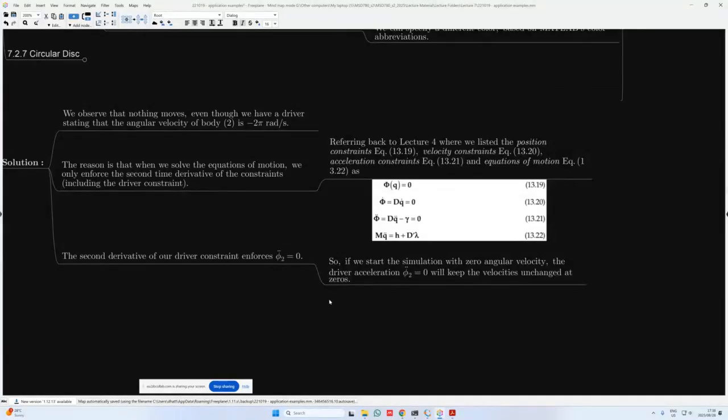So if we start the simulation with a 0 angular velocity, the driver acceleration phi double dot 2 equal to 0 will keep the velocities unchanged at 0. So it doesn't worry about whether it's satisfying the angular velocity constraint that I specify on the system, but rather the angular acceleration constraint that I specify. Since the system starts at 0 velocity, it's not allowed to have an angular acceleration. So the system simply says that, okay, in that case, I'm just going to remain at rest, and I will in any case be able to satisfy all of the constraints.